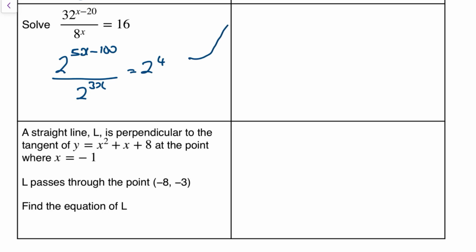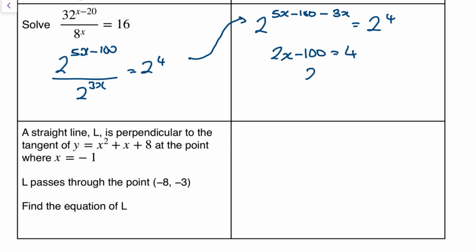I'm solving, so I basically want to find out what x is. So dealing with the left-hand side, that's going to give me 2 to the 5x minus 100 minus 3x is equal to 2 to the 4. So in other words, 5x minus 3x is 2x, minus 100 is equal to 4, which means that 2x is equal to 104. Not the best number in the world, but x is equal to 52. That's it, question done. Nice and easy, that one.